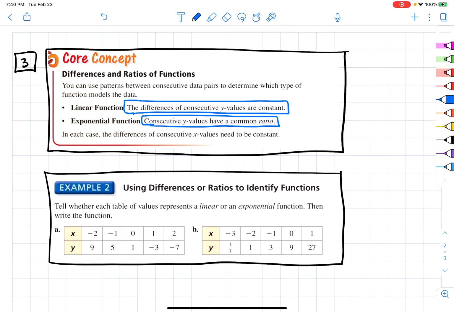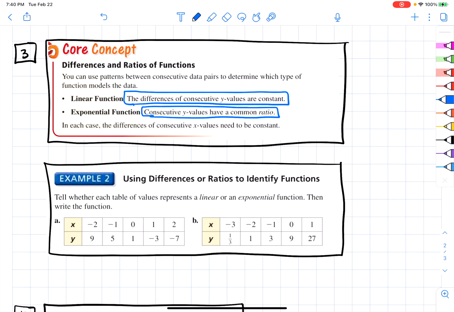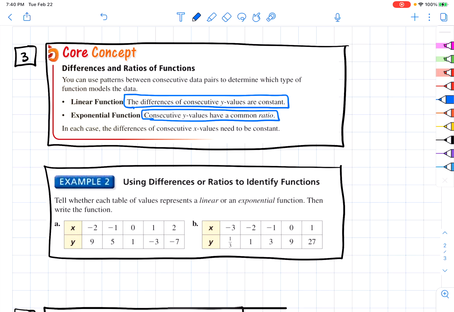So how do we take all this information and put it into something that we can use? So let's do example 2 here together, using the differences or the ratios to identify a function. So tell whether this thing either is linear or exponential, and then write the function that becomes of it, okay? So let's do part A together.